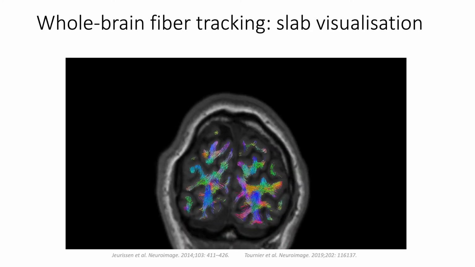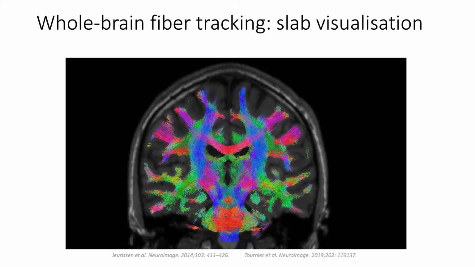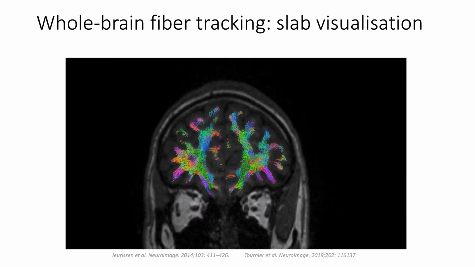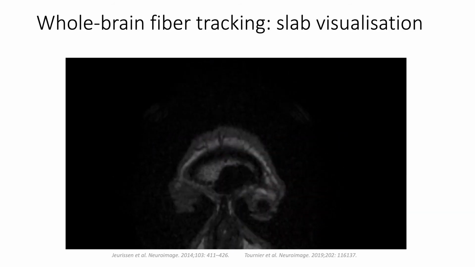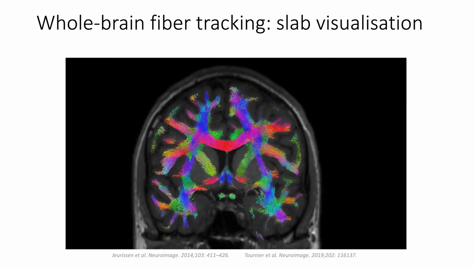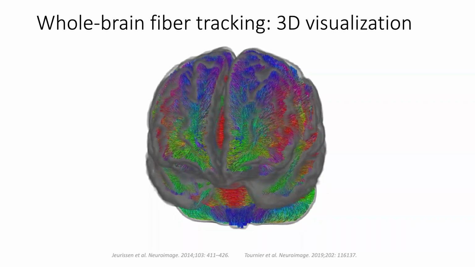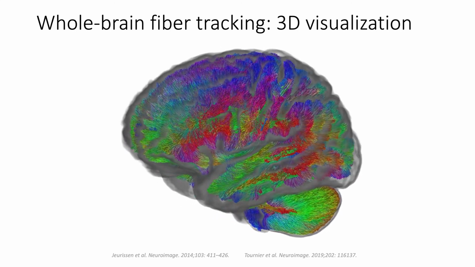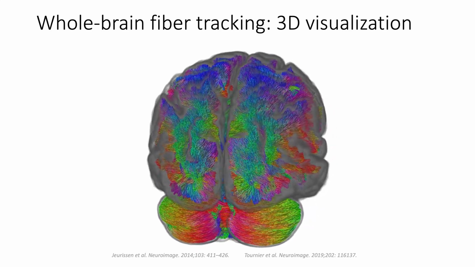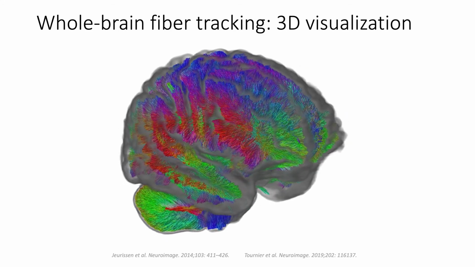So here's a slab visualization of a whole brain tractogram. You can easily make out all the major bundles as we scroll through the brain. If you look closely, you can even make out fiber crossings, for example, those of the corpus callosum and the corona radiata. We can also look at these in 3D. Here we have a rotating tractogram inside a translucent cortical surface. And you can see that with modern techniques we can get quite nice coverage of almost the entire cortical gray matter.